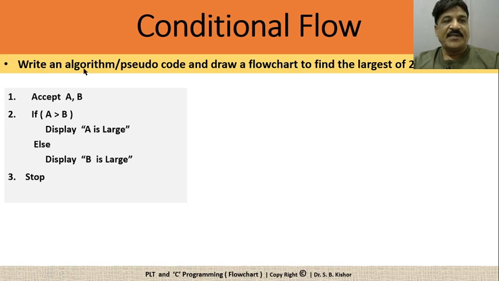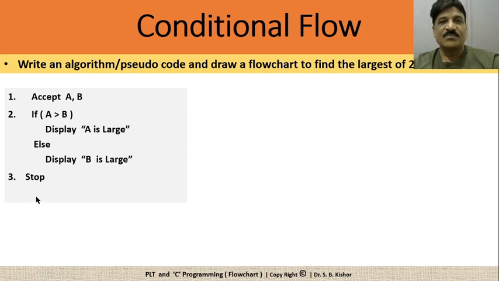Now write an algorithm and pseudo code and draw a flowchart to find the largest of two unique numbers. Okay, so assume we are accepting the values of a and b. Now we know very well how to write an algorithm to find out the largest among the two numbers. So if the value of a is greater than b, then display what? A is large, otherwise b is large.